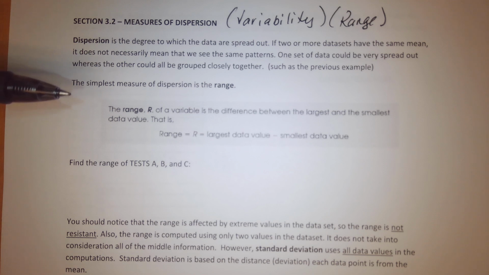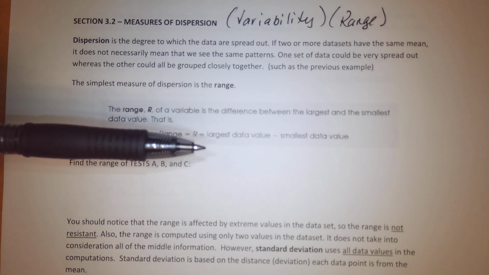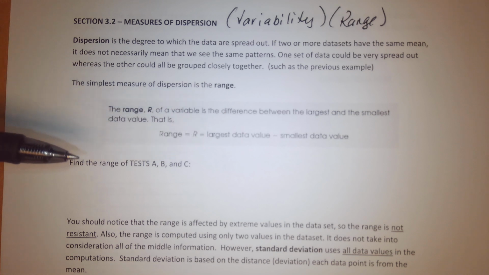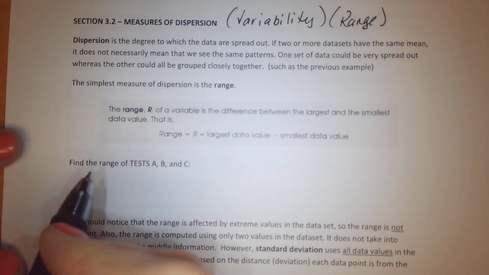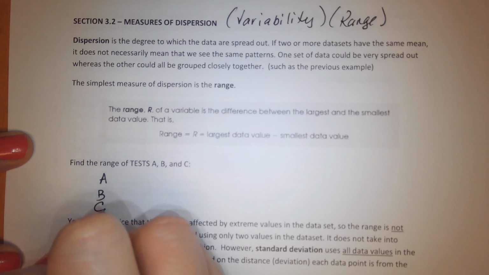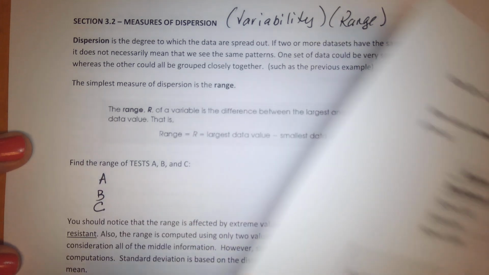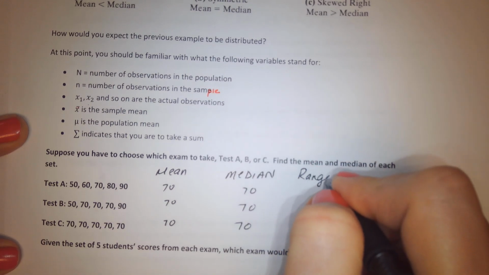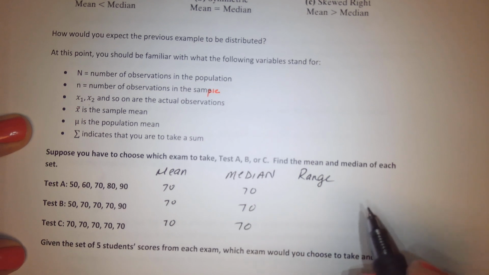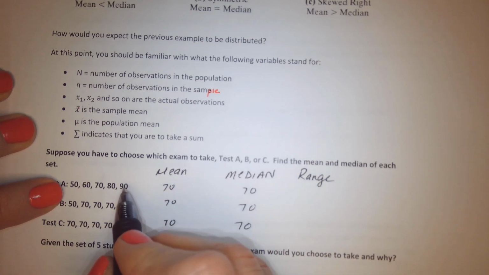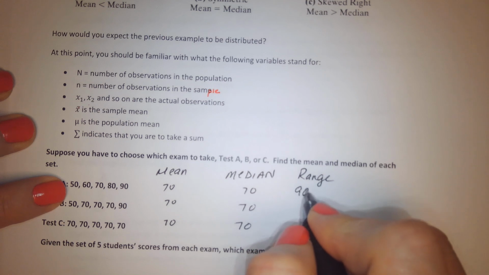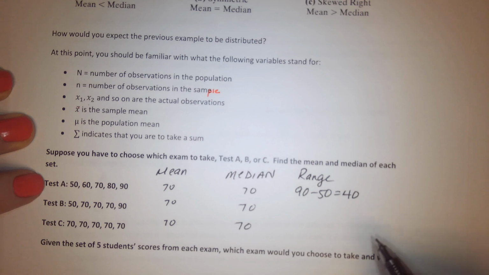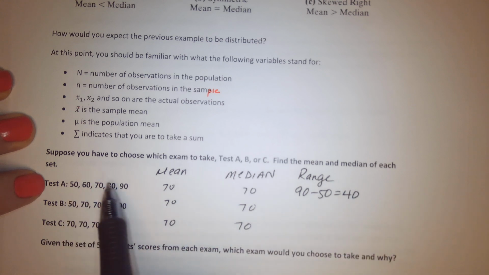This is a very simple technique to use. The range is simply by definition the biggest minus the smallest. So let's go back to the previous example and find the range of all tests A, B, and C. So if I go back to the previous page again and I look at these examples and I want to find the range, it is the largest minus the smallest. So here is going to be 90 minus 50, which is 40. So the first data set from test A has a range of 40, or 40 wide from the smallest to the biggest.